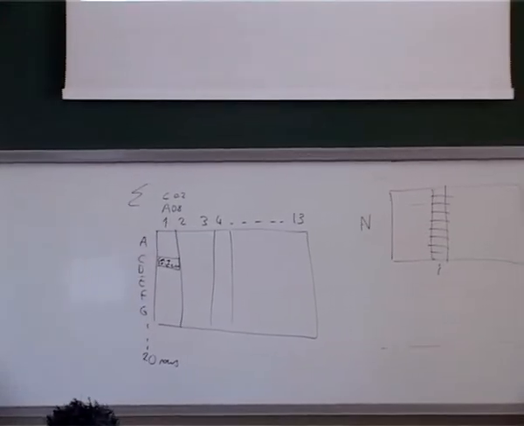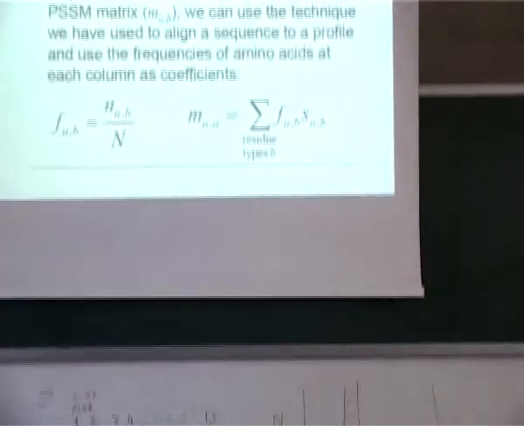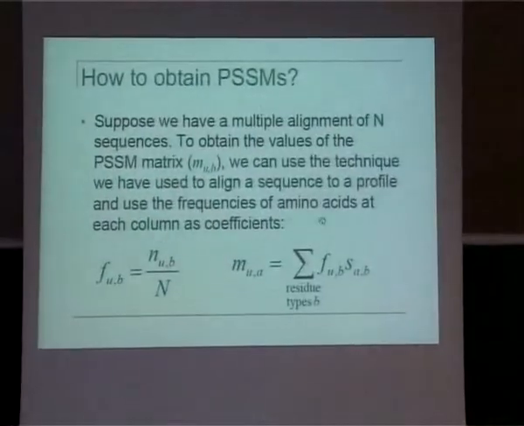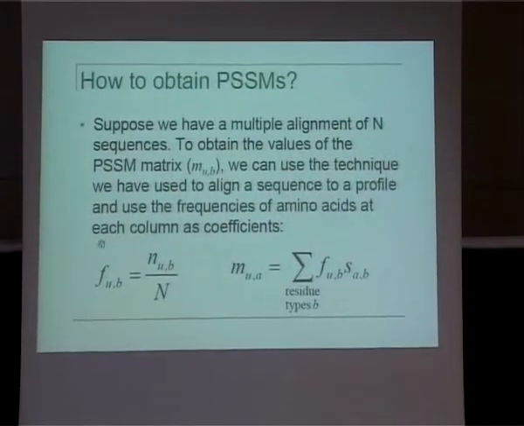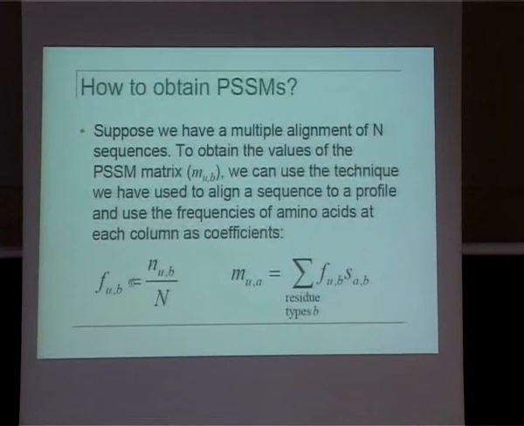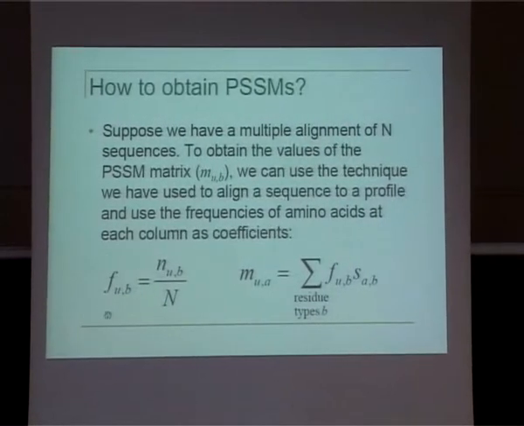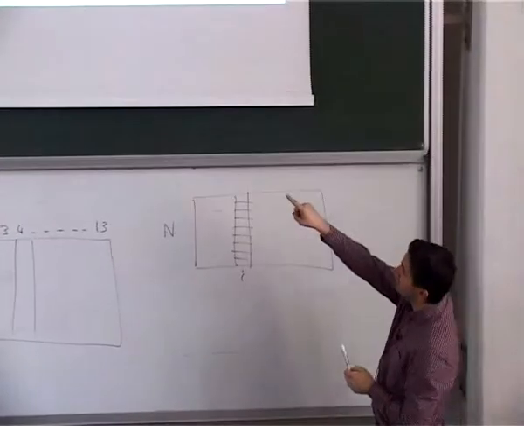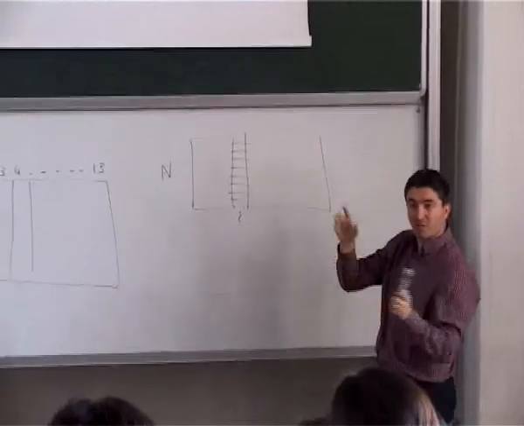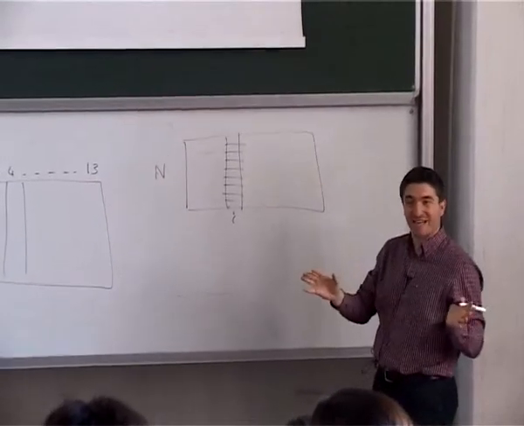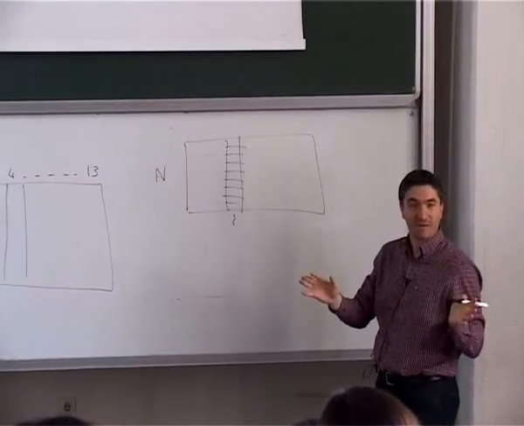So we can use the technique we have used to align a sequence to a profile and use the frequencies of amino acids at each column as coefficients. In other words, the coefficient f_ub is obtained by counting in this position how many times each amino acid appears. It is just the 0.2 and 0.8 that I computed in the previous example.